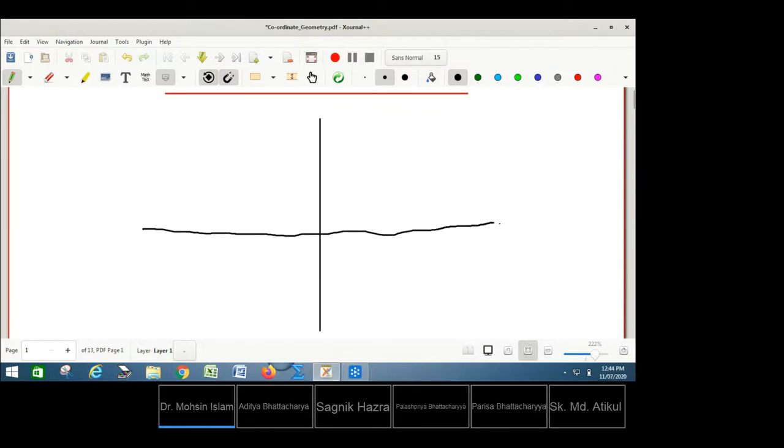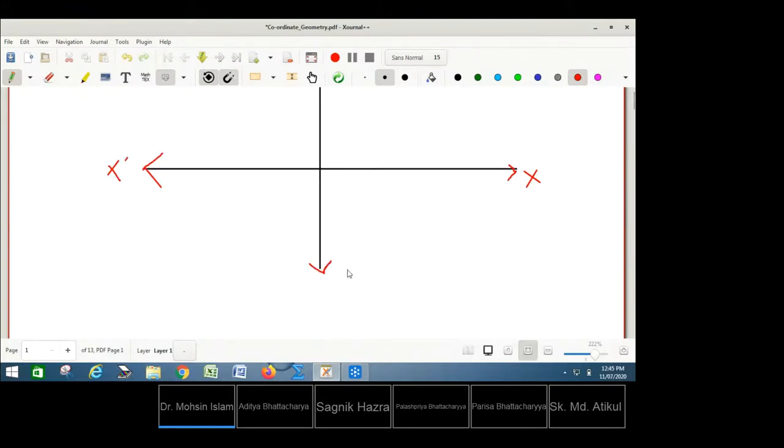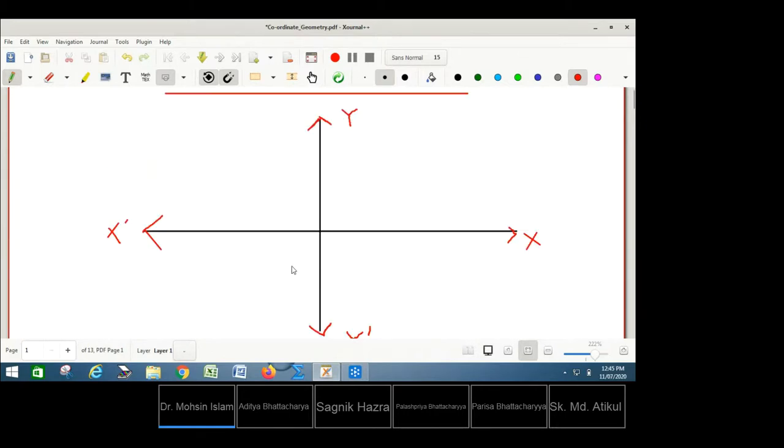So what we have actually is two axes. This is the x axis, this is x prime, this is the y axis, and this is y prime. Okay, x axis, x prime, y axis, y prime.